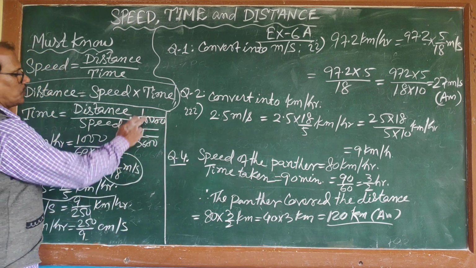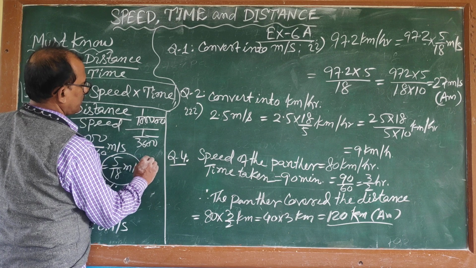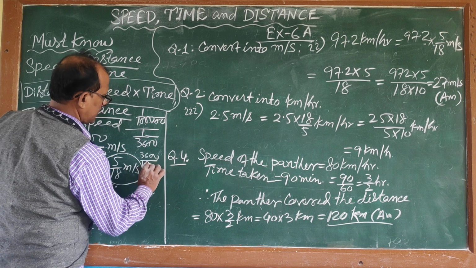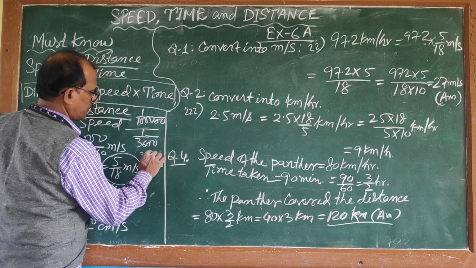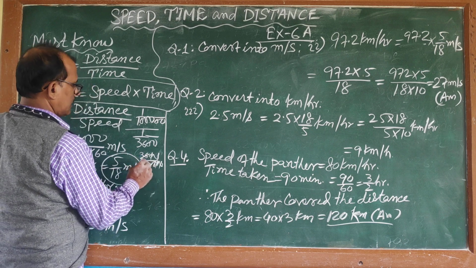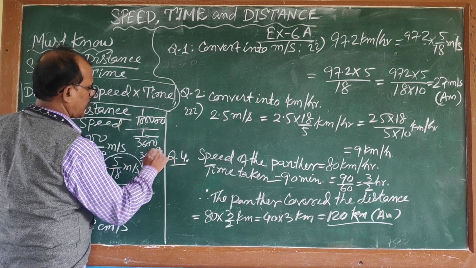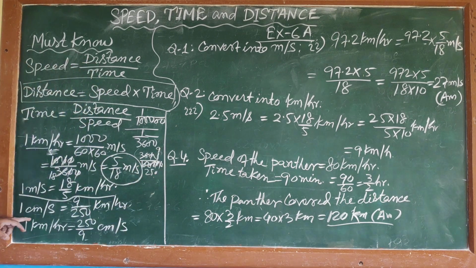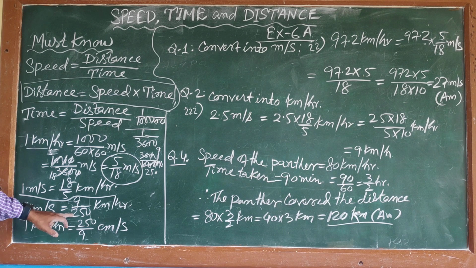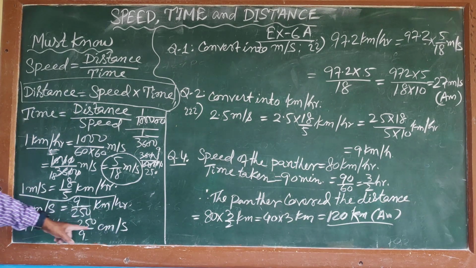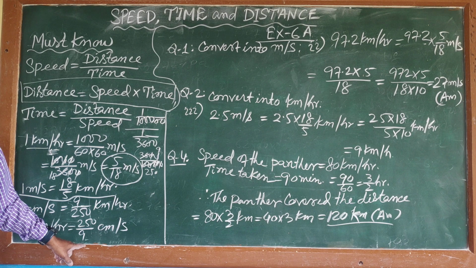This much you will do. So if you do it, then it will become 3600 divided by 1 lakh. And if you simplify this, 2 zeros will be cancelled. 4 can cancel in 9, and 4 will be cancelling this 250. So 9 by 250. So 1 centimeter per second will become 9 by 250 kilometer per hour. Conversely, 1 kilometer per hour is equal to 250 divided by 9 meter per second.